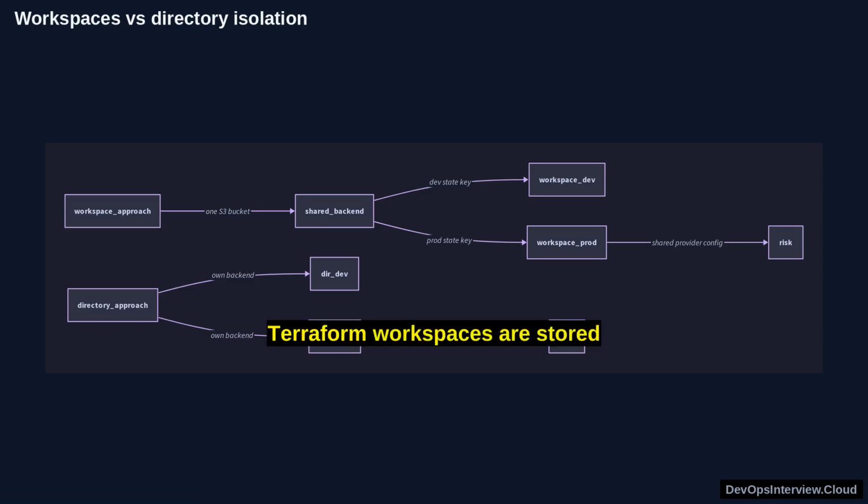Terraform workspaces are stored in the same S3 bucket under different keys. They share the same backend configuration, the same provider configuration, and the same variable defaults. If your provider config has a bug, wrong role ARN, wrong region, it affects every workspace simultaneously. And workspace selection is a manual step that's easy to forget, which means a distracted engineer running terraform apply in the wrong terminal can hit the wrong account. Directories eliminate that entire class of mistake.